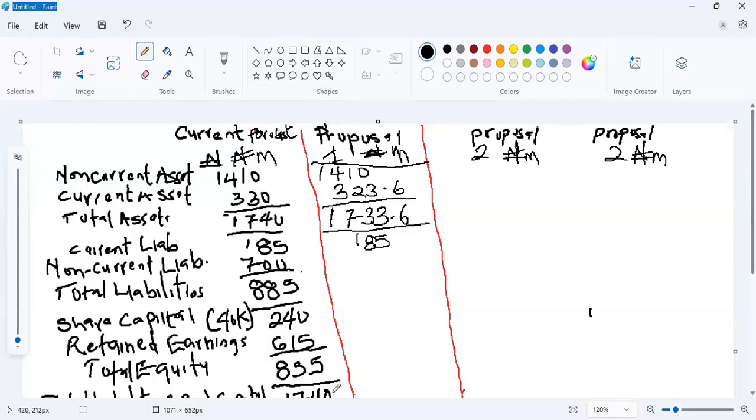Non-current liability. We borrow more money. Our borrowing before was 700. We now borrow 100 million. What do we have here? We now have 800 million. Total liability, current liability plus non-current liability, we have 985. I'll close this. Number of shares. Share capital. Look at that note.